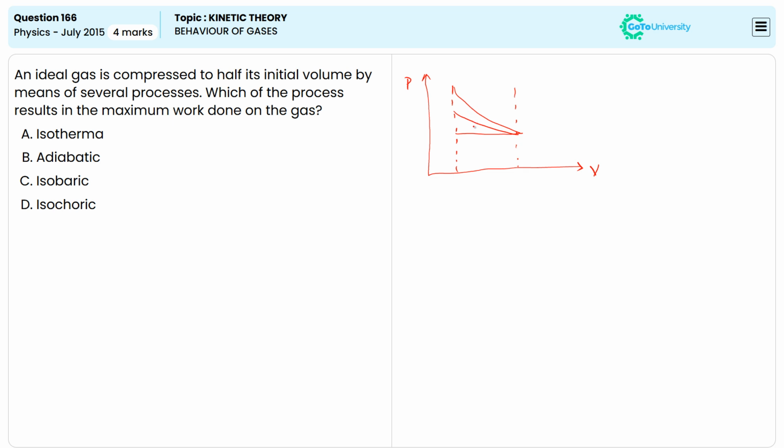Then in this case, okay, this is where PV to the power of gamma is equal to C. This is the adiabatic process. And this curve is the isothermal process. And this is the isobaric process.